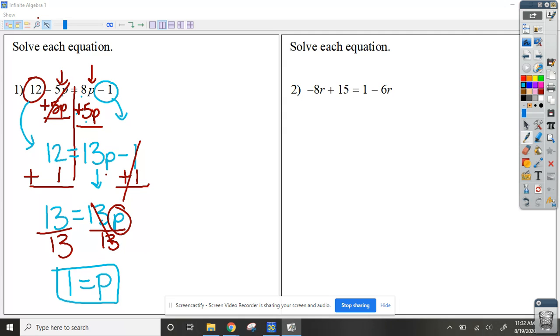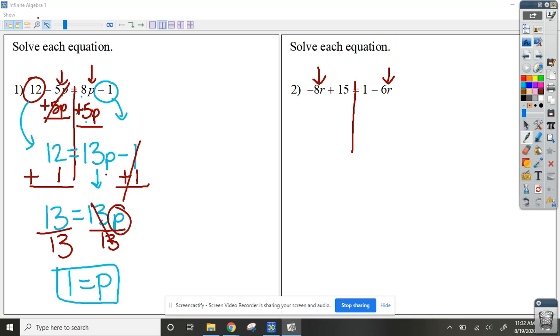Let's try another one that's very similar to this. Number 2 says negative 8r plus 15 equals 1 minus 6r. So let's go ahead. Let's talk about the variables that are on both sides. We have a negative 8r and we have a negative 6r. Now I said when I see a negative, that's the one I want to cancel, but they're both negative. So I will choose to cancel the bigger negative, which in this case is negative 8r.